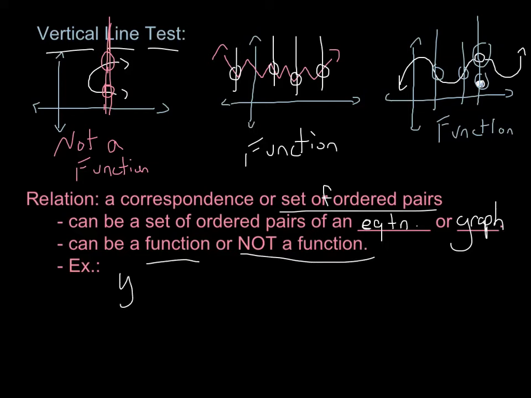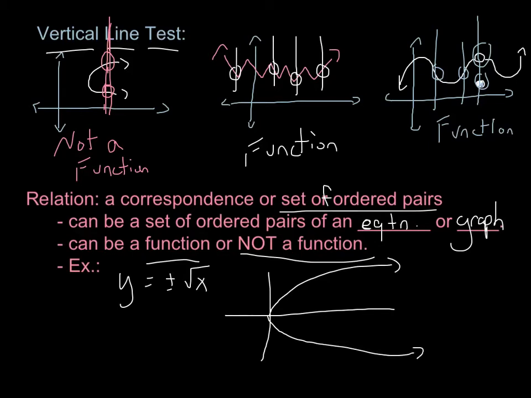Here's an example. Y equals plus or minus the square root of x. If you graph that, do you know what it looks like? It looks kind of like a sideways parabola. There's the positive half and there's the negative half. And that one's actually not a function, but it is a relation because it's a set of ordered pairs. You could make a table.